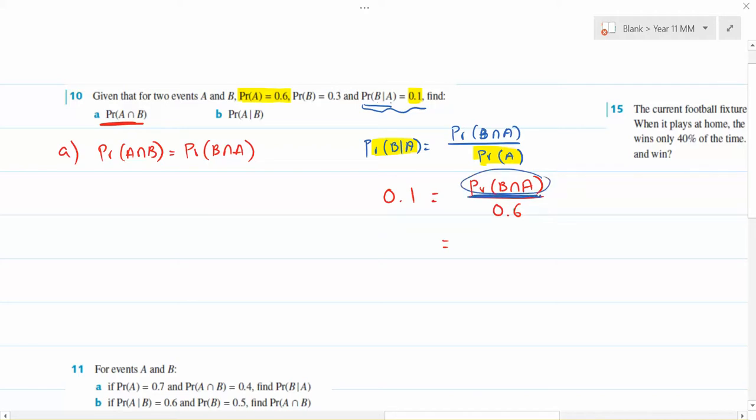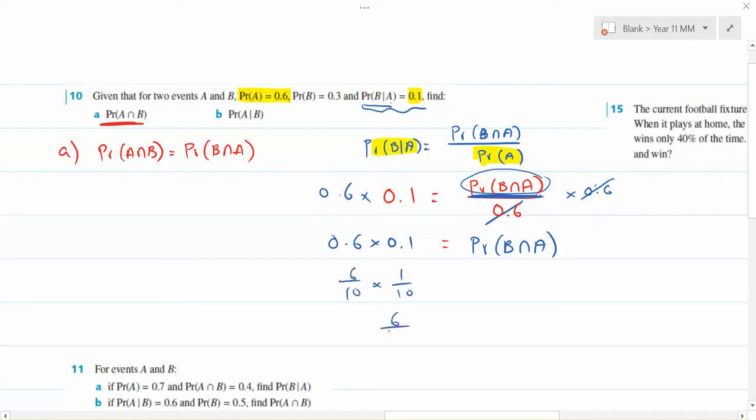So the opposite of dividing, to remove the 0.6, we don't like fractions, remember? I said if you don't like fractions, remove it by doing the inverse operation. Now if that's divided by 0.6, times by 0.6 on both sides. 0.6 divided by 0.6 will cancel out, and you're left with PR of B intersection A is equal to 0.6 times 0.1. That really just gives you 6 out of 10 times 1 out of 10.